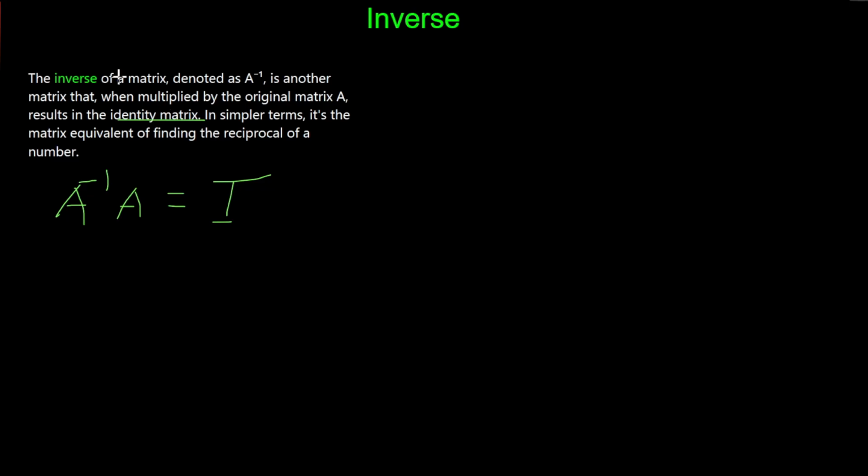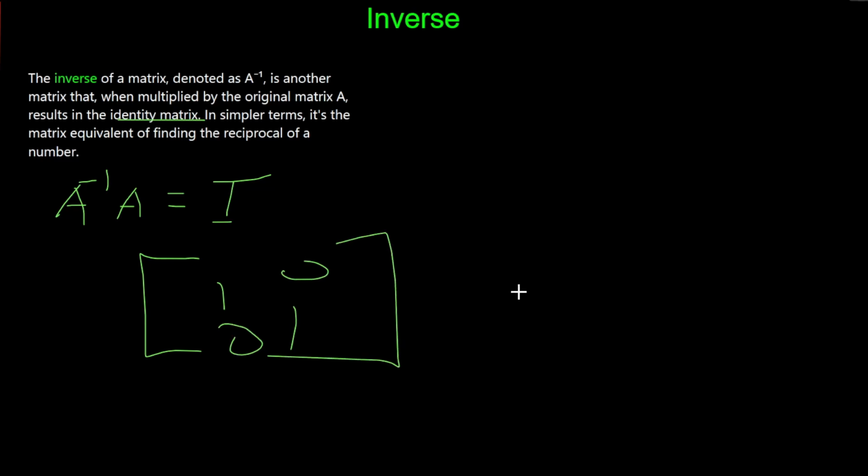So let's talk about the inverse of a matrix. The inverse of a matrix, denoted by A power minus 1, is another matrix that when multiplied by the original matrix A results in an identity matrix. In simpler terms, it's the matrix equivalent of finding the reciprocal of a number. So what do we mean by this? The identity matrix is nothing but the matrix where main diagonal elements are 1 and every other element is 0.